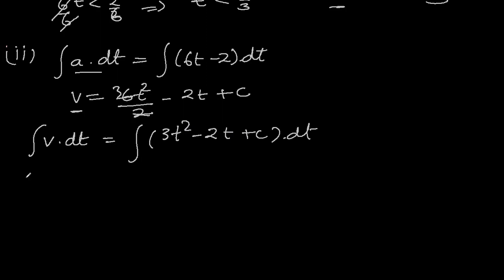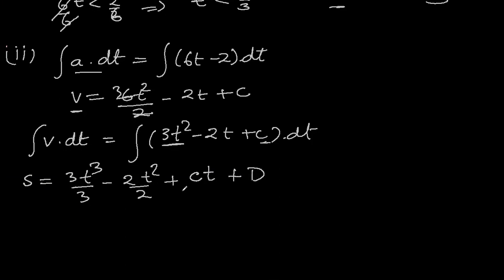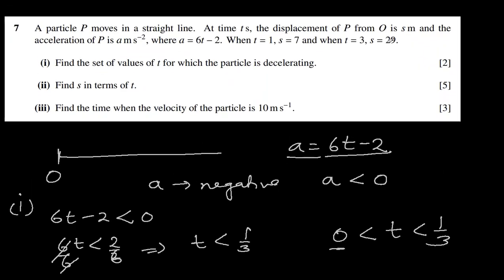dt. So displacement s equals the integration of 3t square, which is 3t cube over 3, minus 2t square over 2, plus, now c is a constant, so t will be multiplied with the constant when we integrate c. And we will write a new constant different from c, d, because it is integrated and we need to add a constant. That's why they have given two situations for displacement here.